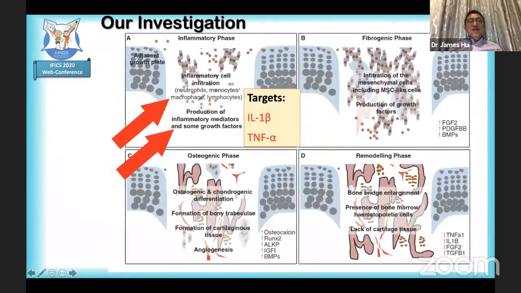So people like me, not very original, try to stand on the shoulders of giants by seeing if I target interleukin 1 and TNF alpha on day one of the inflammatory phase. So try to attack them and then see whether these have any effect.